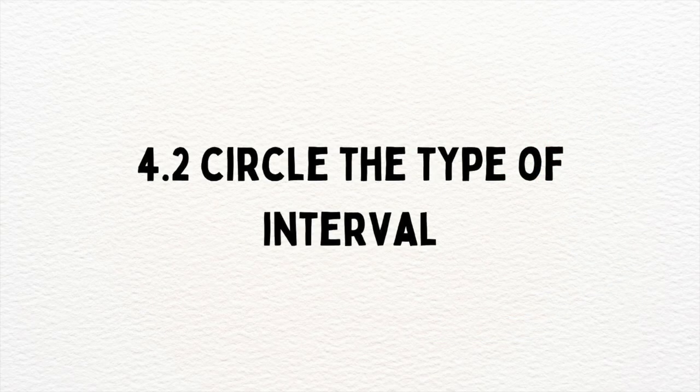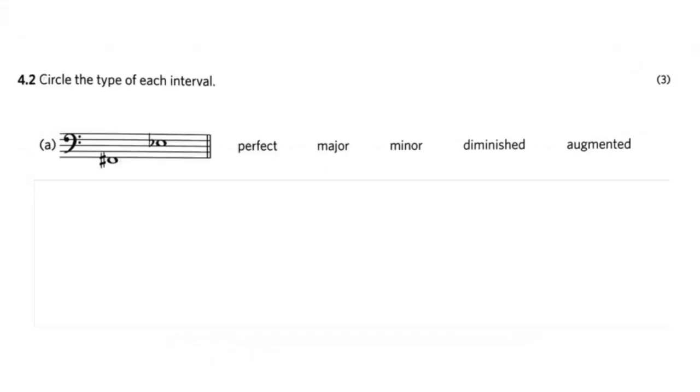And next, 4.2, circle the type of interval. There are 3 questions. First, we also have to read the correct note name. The notes here are F sharp and E flat. The interval will be a seventh, so we can already rule out perfect interval.